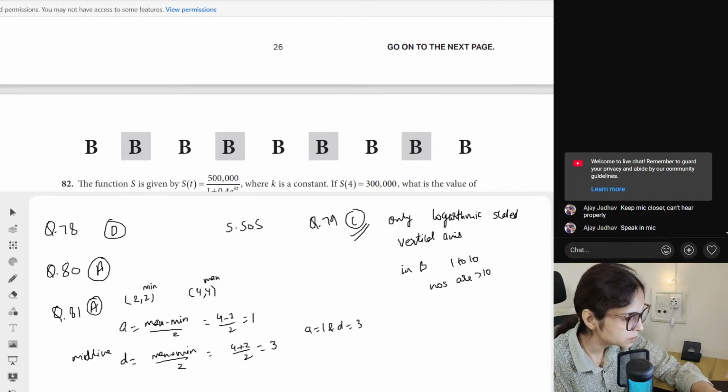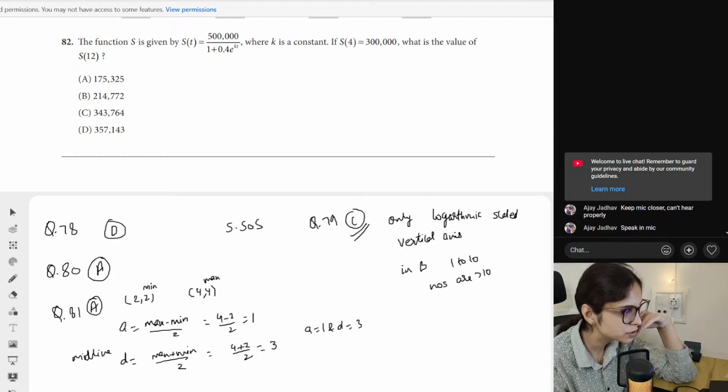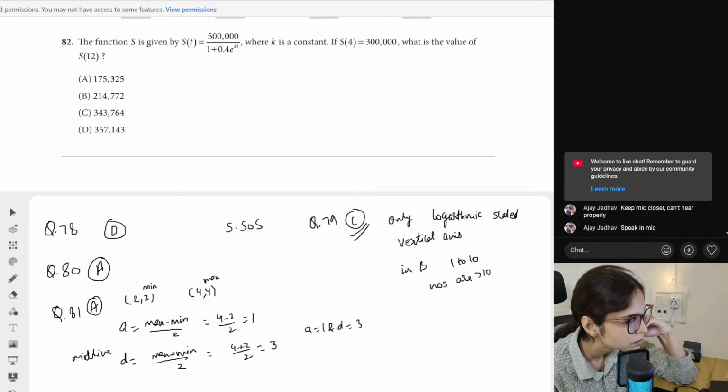Now question number 82. Here also the function is given to you. S of t is 500,000 over 1 plus 0.4 e to the power kt, where k is a constant. If s of 4 is 300,000, what is the value of s of 12? Okay. So s of 4 is 300,000, so we'll use that to get the value of k.